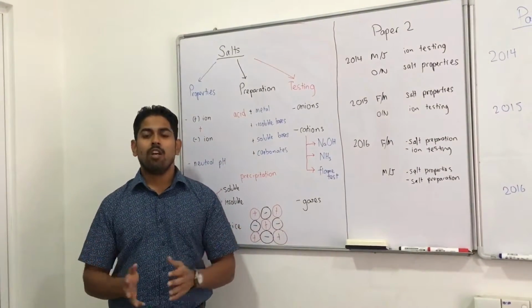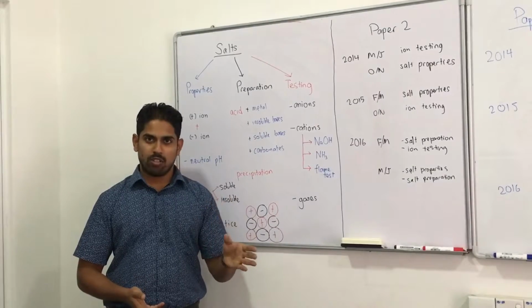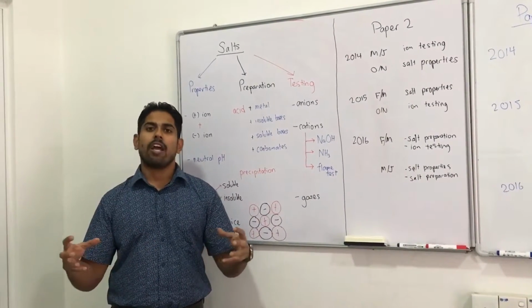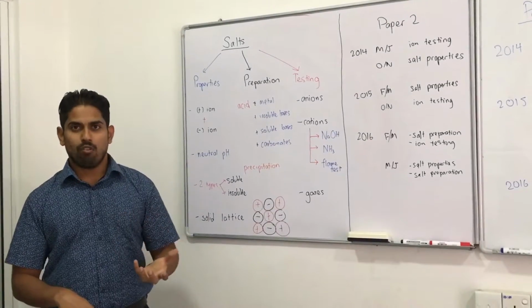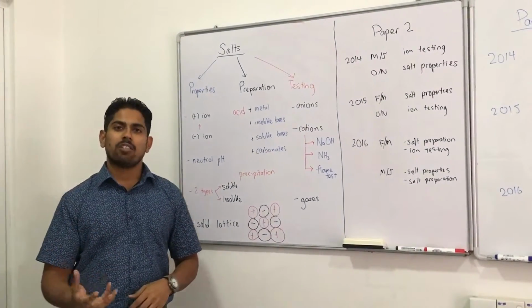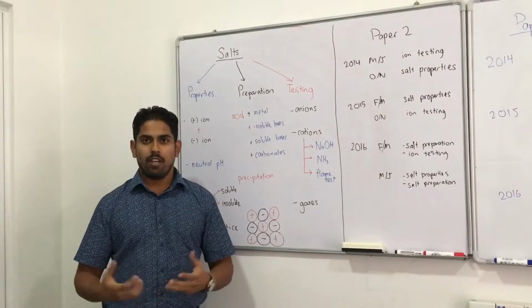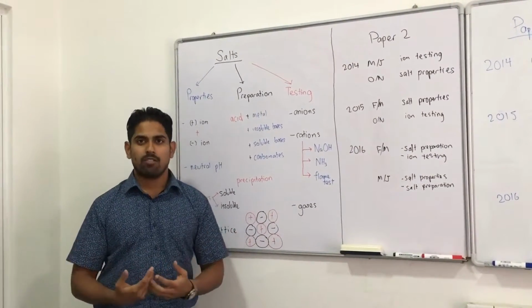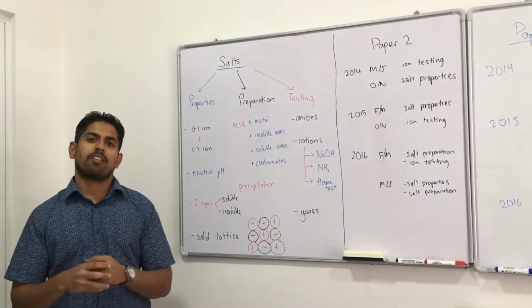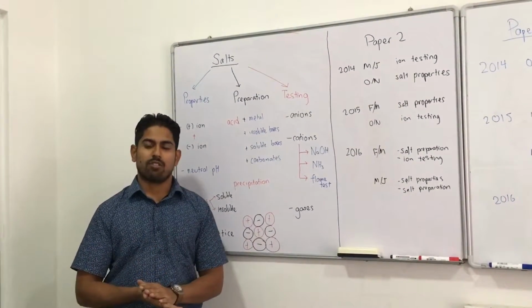What are salts? Salts are a combination of a positive ion and a negative ion attracted to each other. These positive ions are almost always metals and the negative ions are always non-metals. Because they are oppositely charged, they are attracted to each other and they end up forming salts. This force of attraction is called electrostatic forces of attraction.